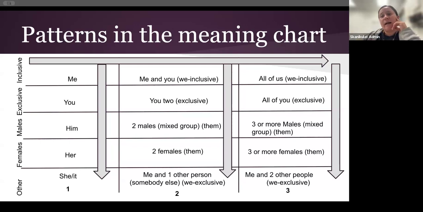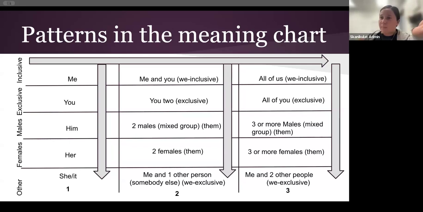And then this last one is me and one other person. And this is also we, but it's a we exclusive. So it's not you, it's me and this other person. We're going to do something versus me and you who are going to do something. So that's the difference. The third column is all of us.